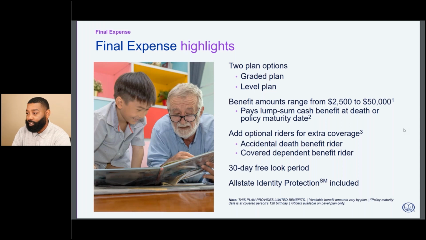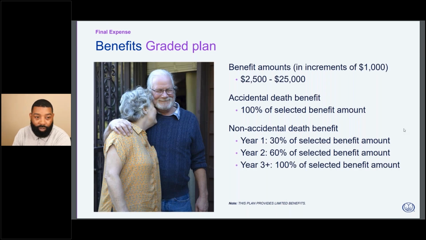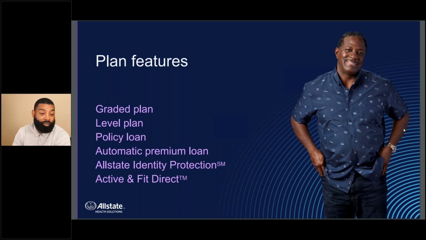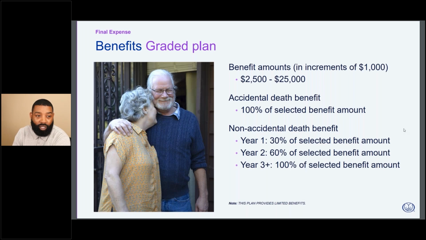So again, this is where I was talking about how a lot more of us are going on the web, and everything that we do in our day-to-day life, whether it be paying bills or making sure you have the correct life insurance, right? Most things are online. So you're putting your information out there, and they're including that Allstate Identity Protection with your plan. So that's great. Of course, that's an additional cost in most times. Plan features: graded plan, level plan, policy loan, automated premium loans, Allstate Identity Protection, Active and Fit Direct. So that's always cool anytime something like that's involved.